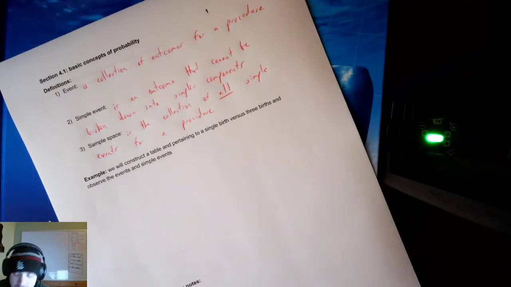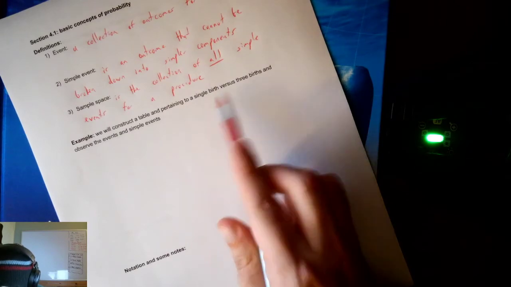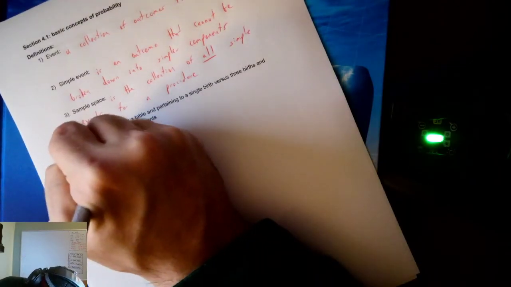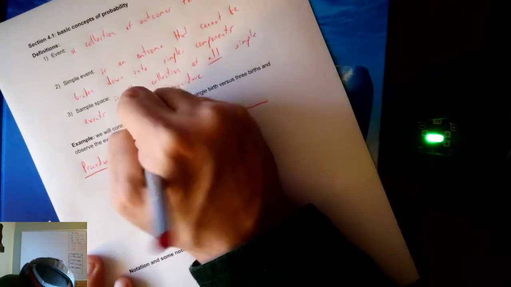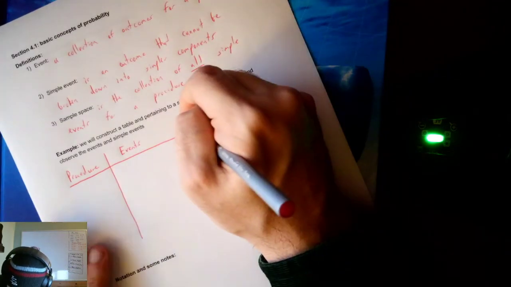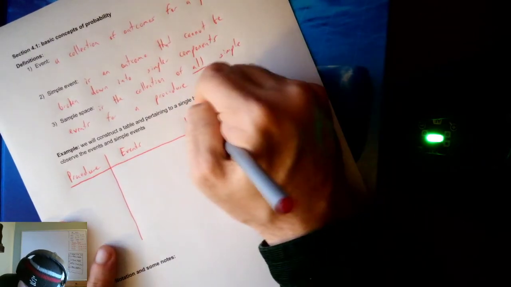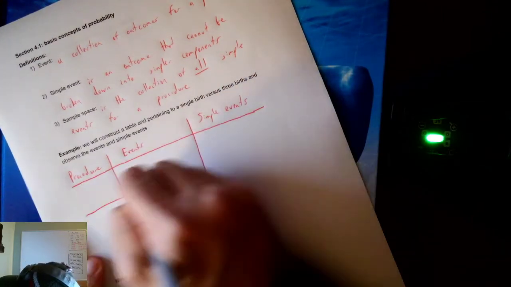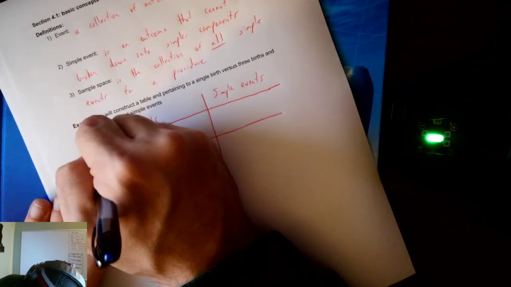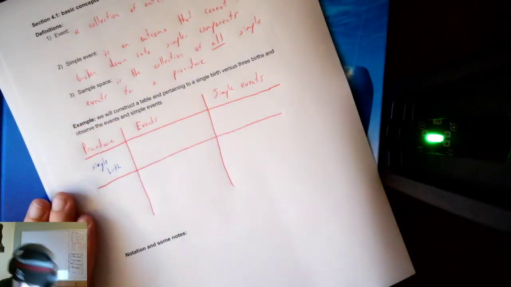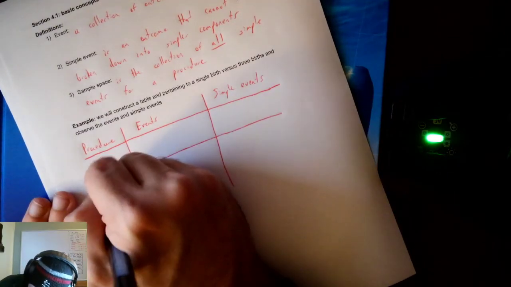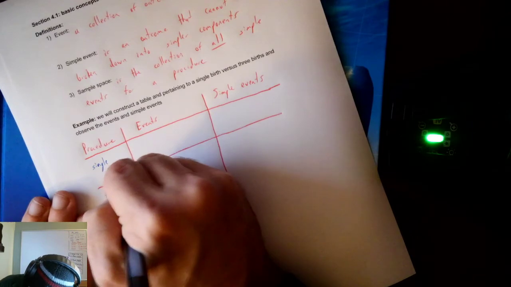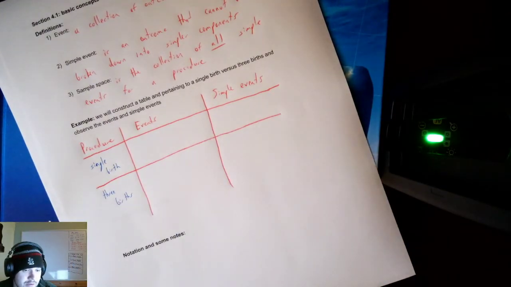Now let's take a look at an example. We're going to construct a table pertaining to a single birth versus 3 births. So what we're going to do is have the procedure, the events within that procedure, and then the simple events within that procedure. And there's going to be 2 of them. The first procedure is a couple having a single birth. And the other procedure is a couple having 3 births. So a single birth or 3 births.